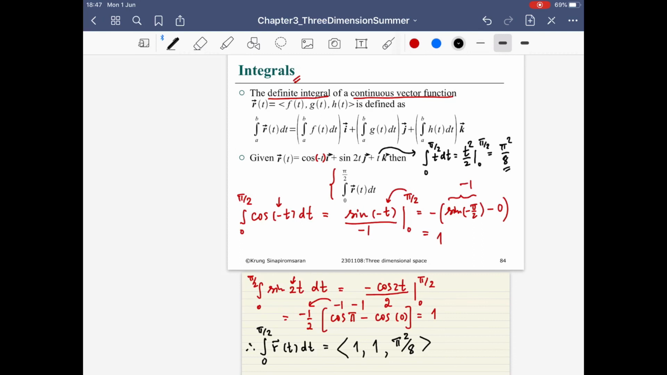Okay, so let us stop this video clip over here, because right now you know how to find the derivative of the vector function, and you know how to find the integration of the vector function. So we will see you later for some other concepts about the vector function.